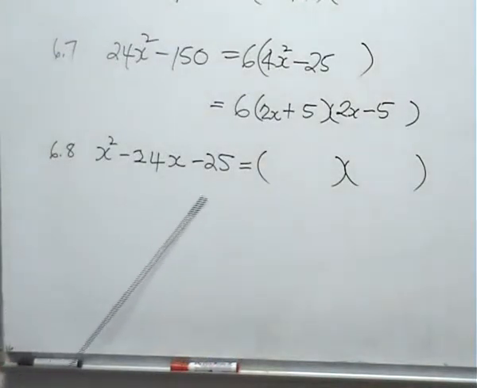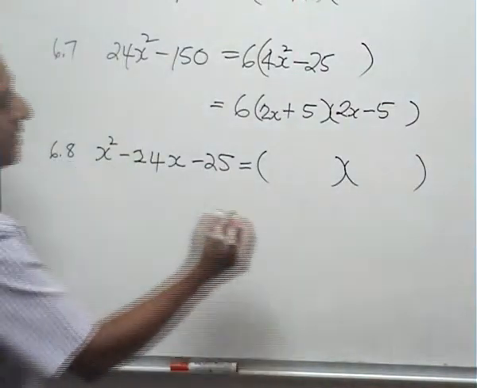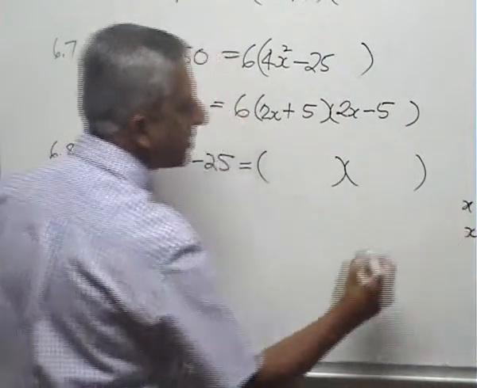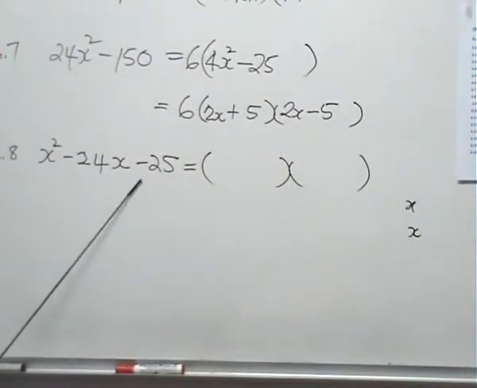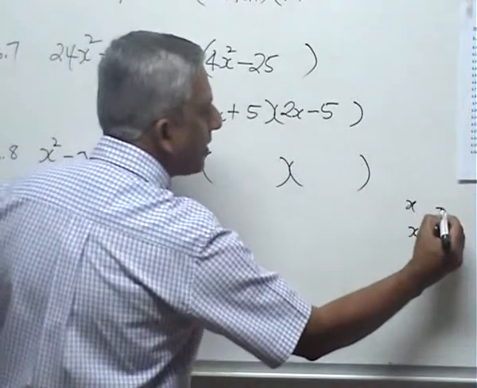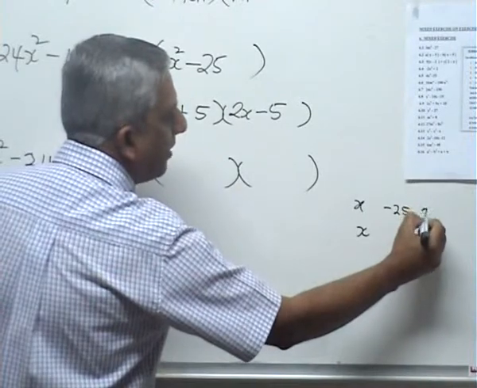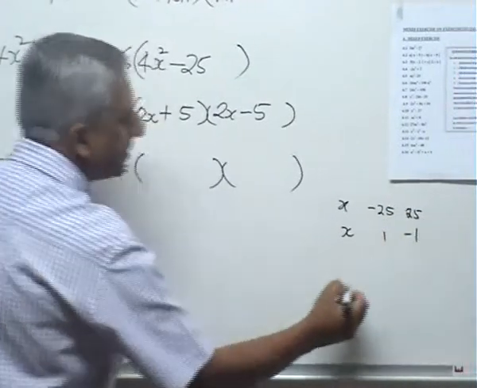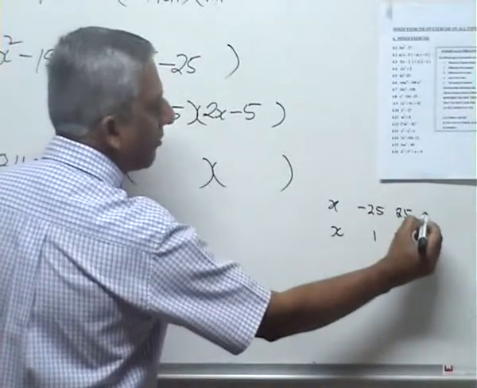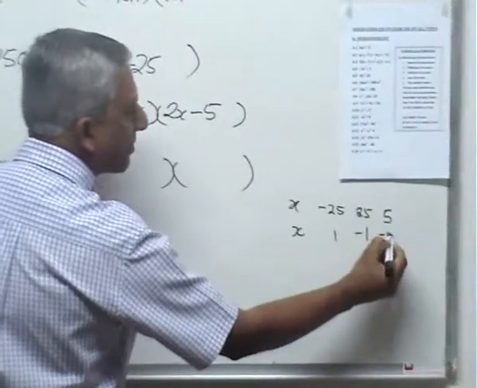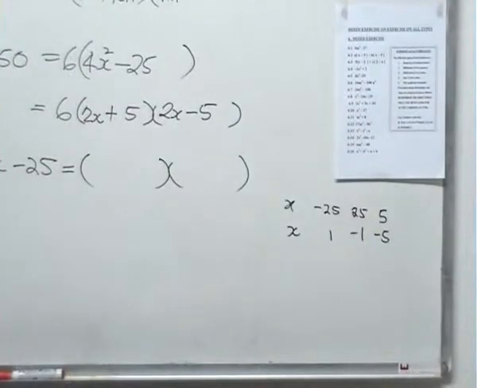Have a good look at it. There's no common factor, and you've got x squared, and then x, and then a number, so it's a trinomial. So you have to look at x squared and write down x and x. Then you look at minus 25 and write down the factors of minus 25, which happen to be minus 25 times 1, or 25 times minus 1, or 5 times minus 5. So those are the options.